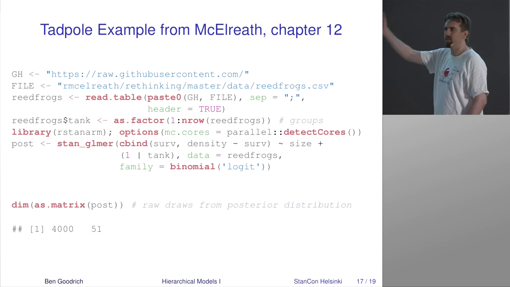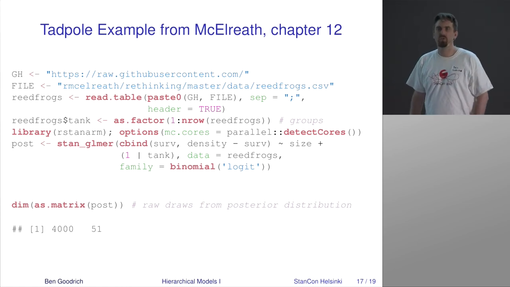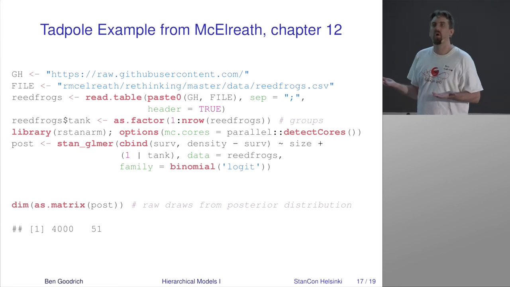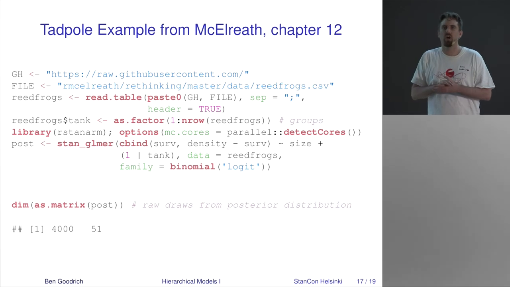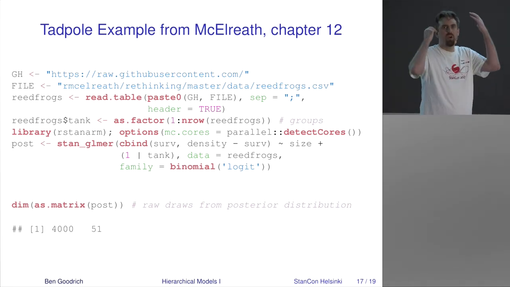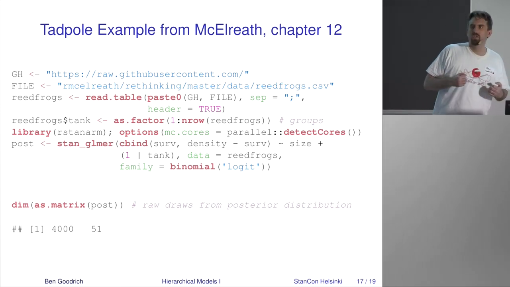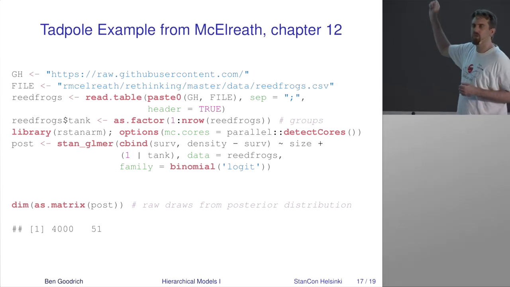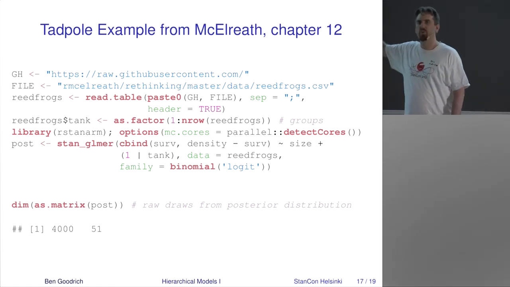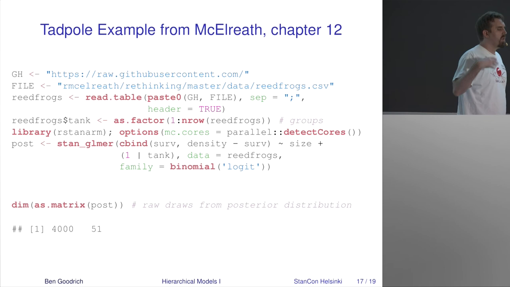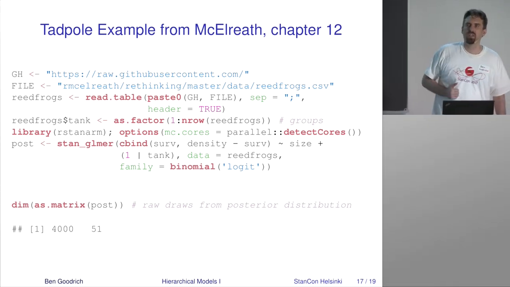So 48 tanks, three common parameters. That gets you to a posterior distribution that has 51 dimensions, and we estimate four chains, keep 1,000 draws per chain, so we get 4,000 draws from each of these 51 parameters. They come from Stan, so these are really good draws from the posterior distribution, but we use the convenient, or at least conventional, lme4 syntax to specify this model.